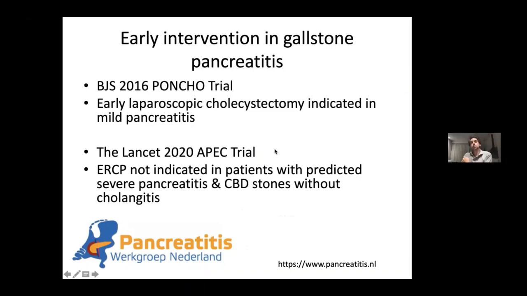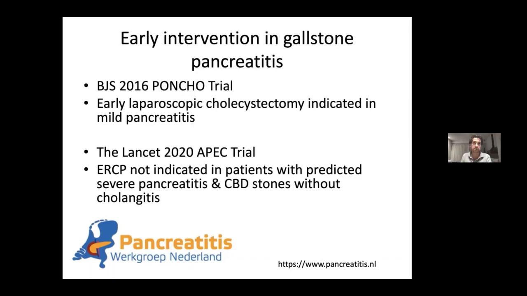Early interventions in gallstone pancreatitis. Again, gallstone pancreatitis is the biggest cause of pancreatitis. So we know that taking away the cause of the pancreatitis will help. If you do a cholecystectomy, basically that will prevent episodes in the future. And this trial, the PONCHO trial, published in 2016 in the British Journal of Surgery, showed that an early laparoscopic cholecystectomy is indicated in patients with a mild pancreatitis.